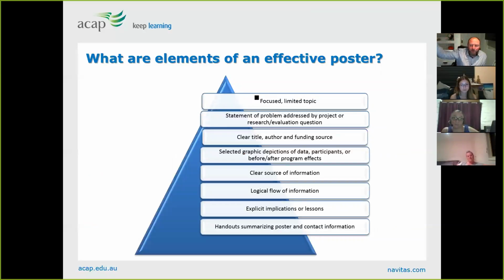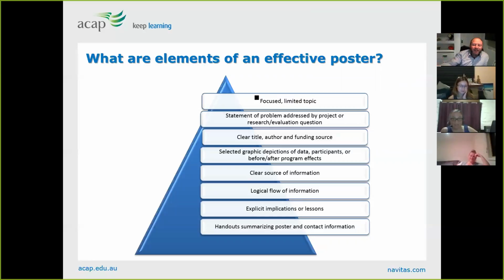Elements of an effective poster. My goodness, it's like Maslow's hierarchy of needs. Who knows that one? You all would have studied Maslow. So Maslow's hierarchy of needs can apply to any element. In this case, it's a poster. Good on you, Sally. You know Maslow? It's good to see.